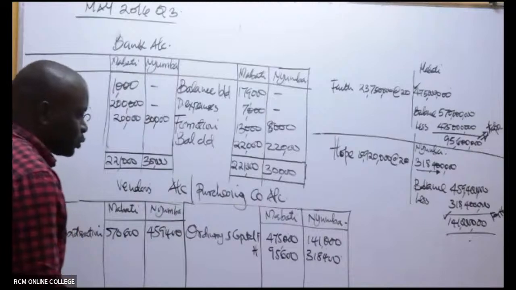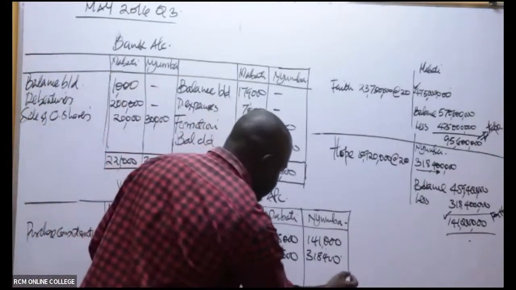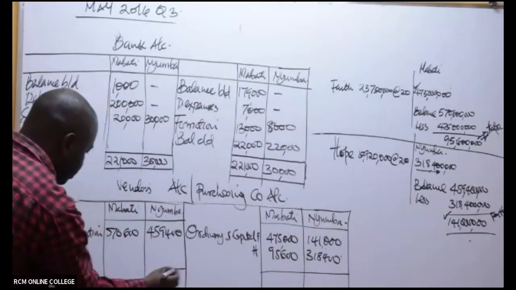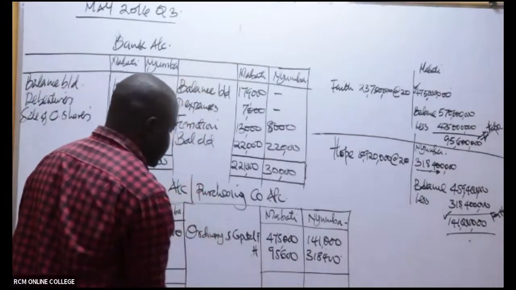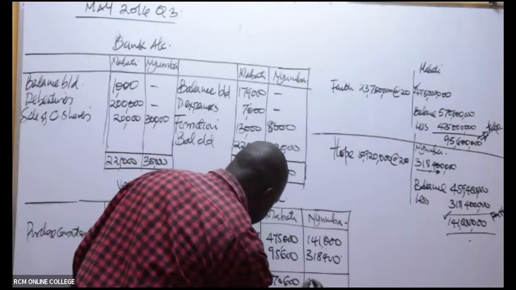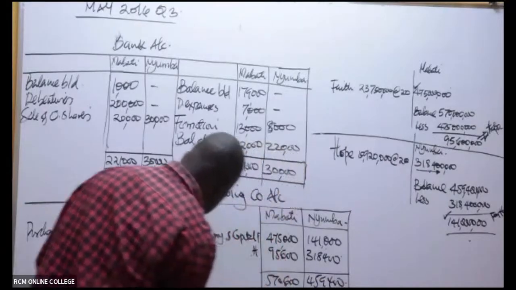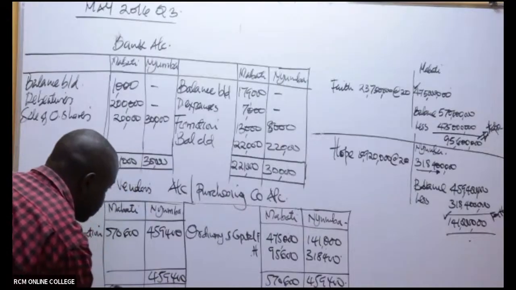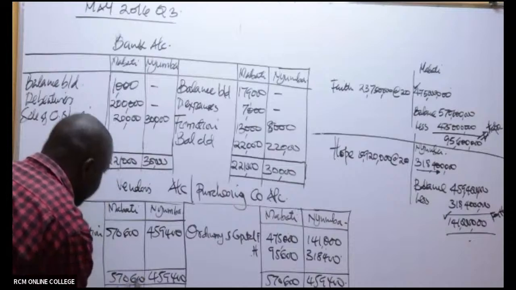So when you do the total there, you should be able to get the same. For Faith and Hope, you should be able to get 570, 600. And this one should give you 459, 400. So this one is 459, 400, and this one is 95, 470, 600. It should balance.